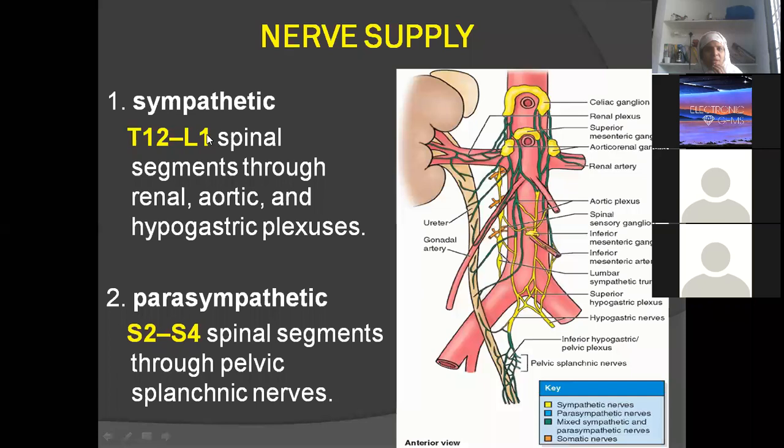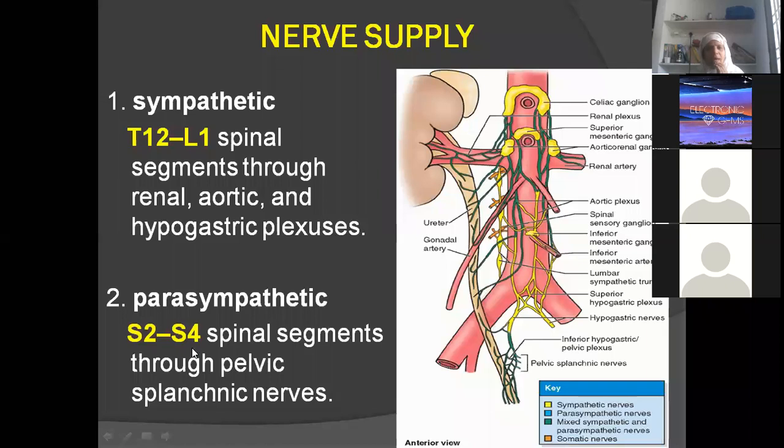Coming to nerve supply, we have sympathetic and parasympathetic. Sympathetic nerve supply comes from T12 to L1 spinal segments. So whatever plexuses you are finding here, these are actually the renal plexus, aortic plexus, hypogastric plexus. This itself is again a separate lecture, like we have splanchnic nerves. Okay, before we finish abdomen, in the last few chapters, we will elaborate on all these nerves. For now, you just remember the names.